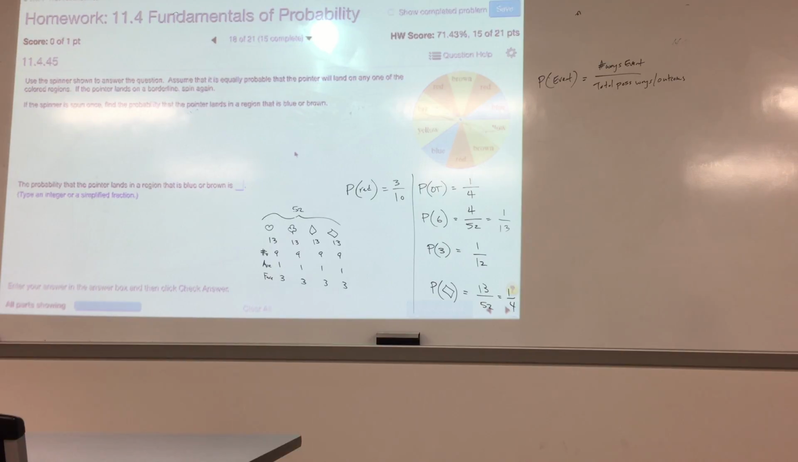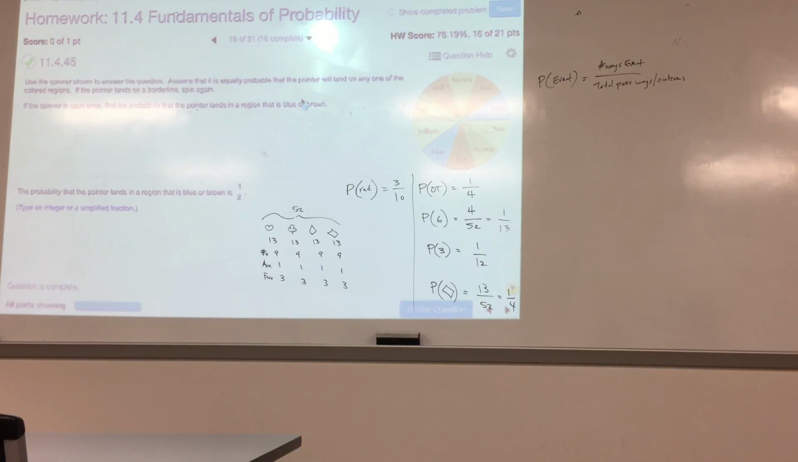Blue or brown. 5 out of 10. Is it 5 out of 10? Now, question, why isn't it 0? Because it says or. You got it. The word or. If it says and, you can't do that because you can't land on both at the same time, but or is okay. So 5 out of 10 or 1/2, is that what we said? All right, there it is. Good job, guys. That's why I said, blame me if you get it wrong.